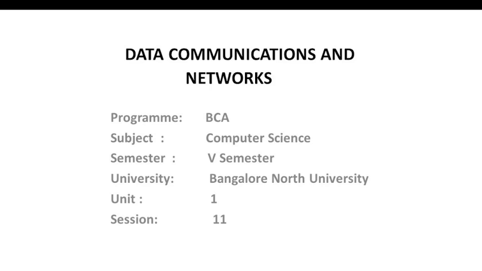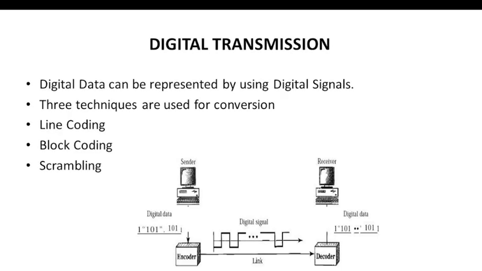Hello everyone. Today in this session we are going to discuss digital transmission. We can represent digital data by using digital signals, and the conversion involves three techniques, that is line coding, block coding, scrambling. Line coding is always needed. Block coding and scrambling may or may not be needed.